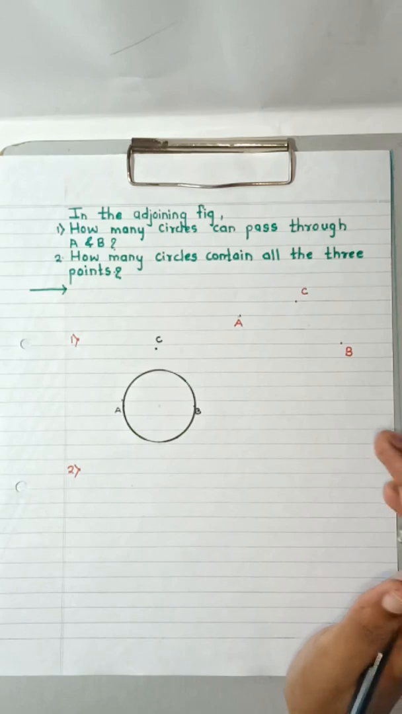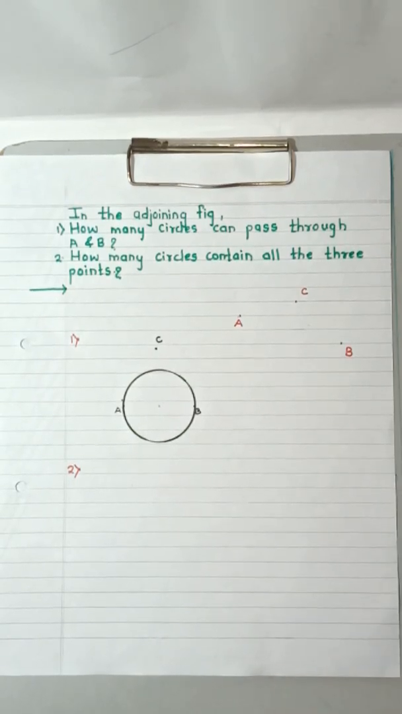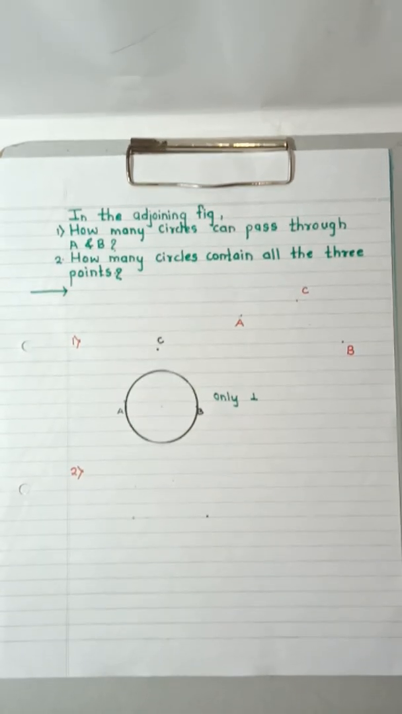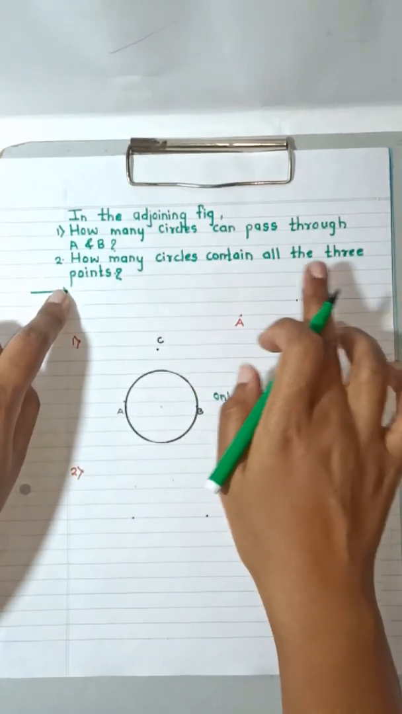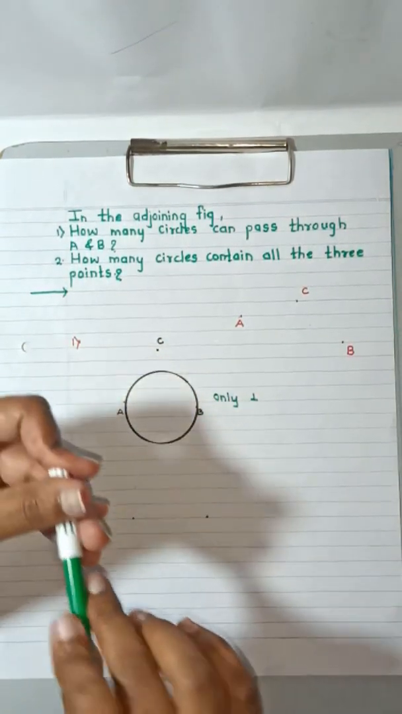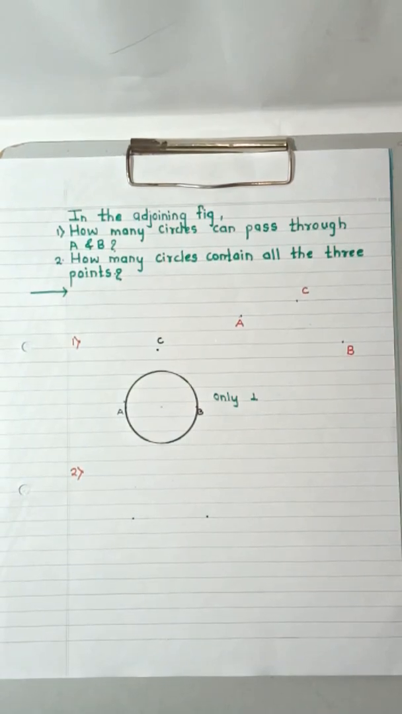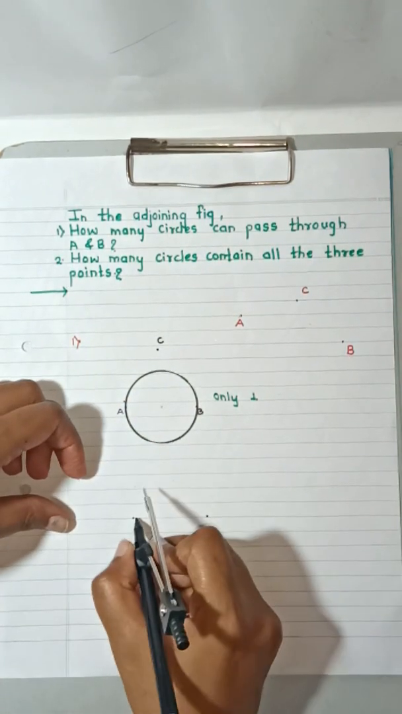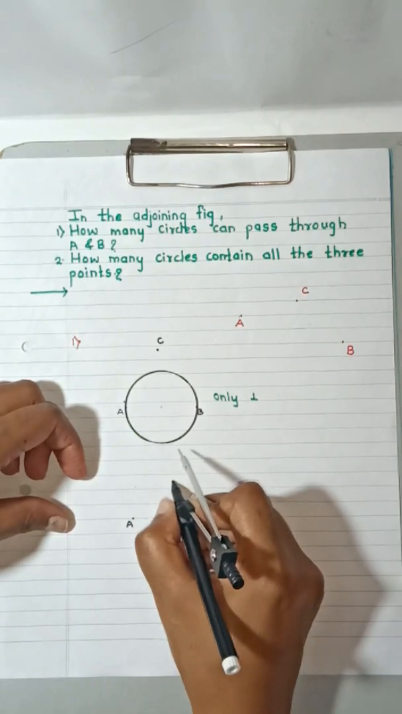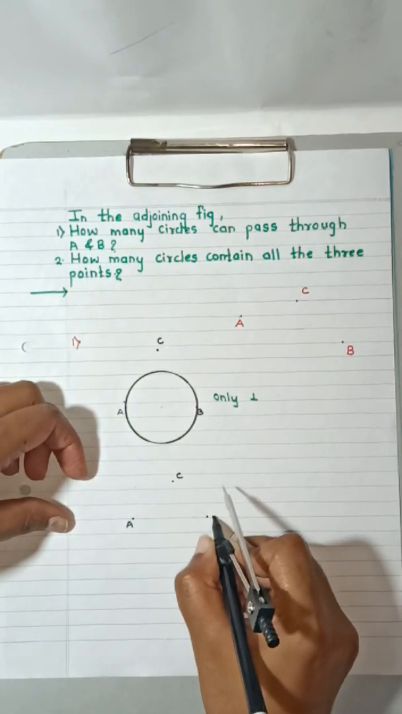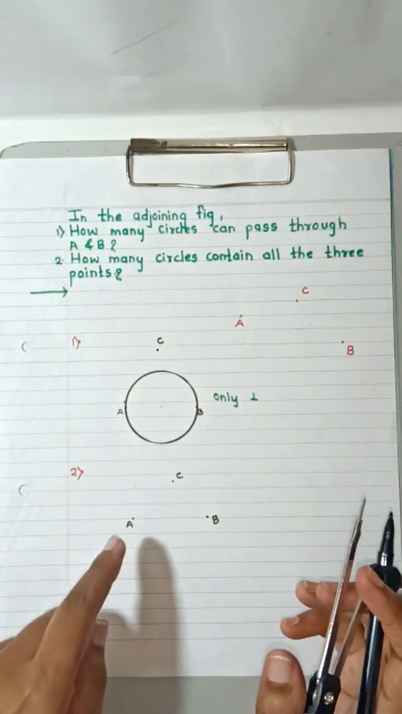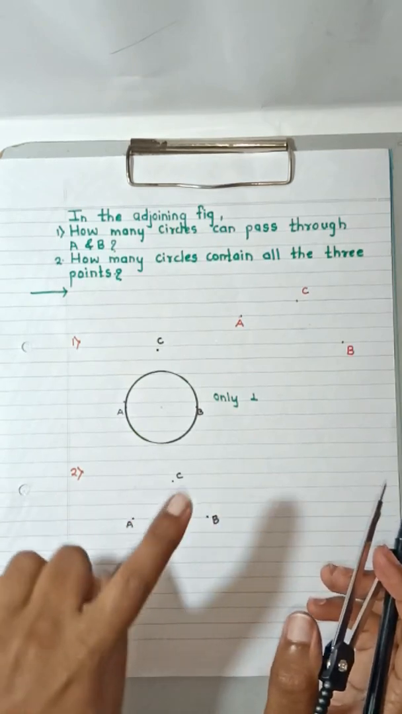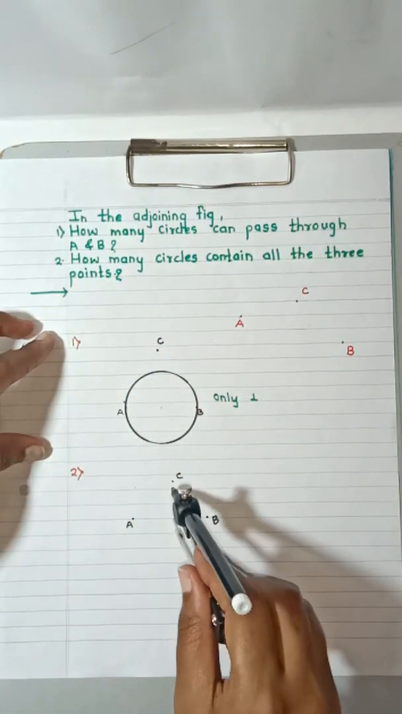Okay children, now the second question is how many circles contain all the 3 points. So there will be only one circle. Now suppose I'll take here point A, point C, point B. Okay children, now you have to draw how many circles can pass in such a way that all the 3 points will come on that circle. So only one circle will be in such a way.